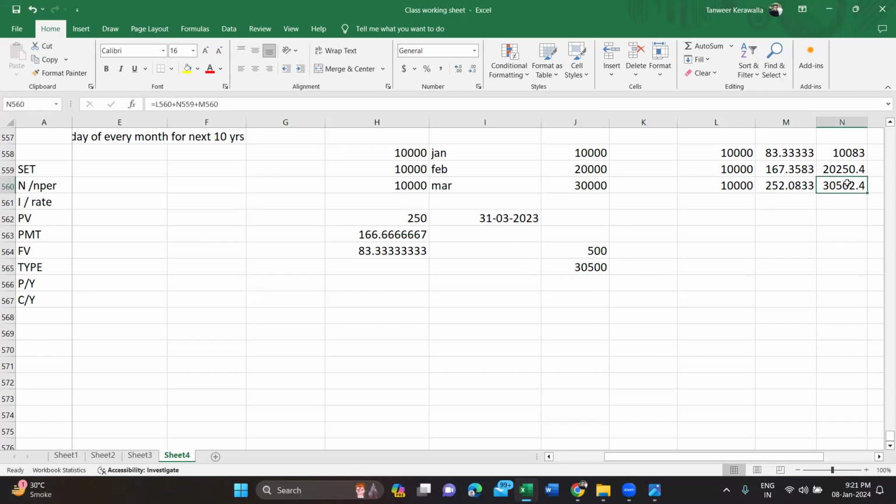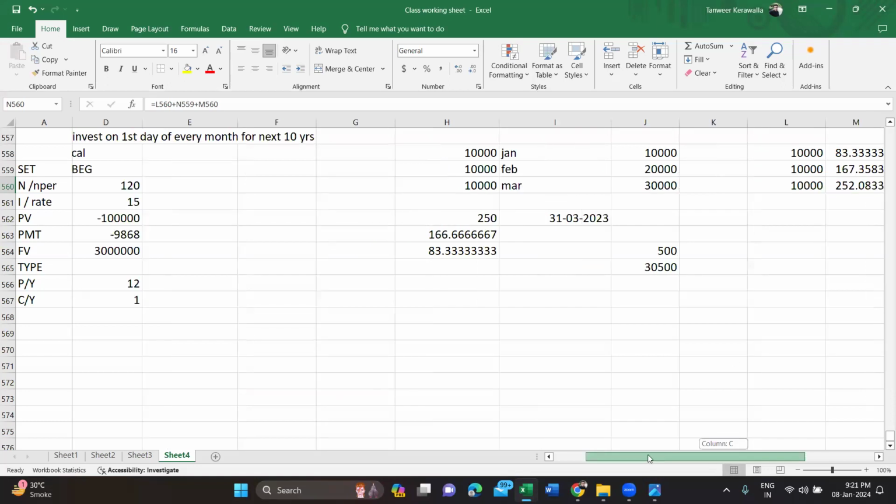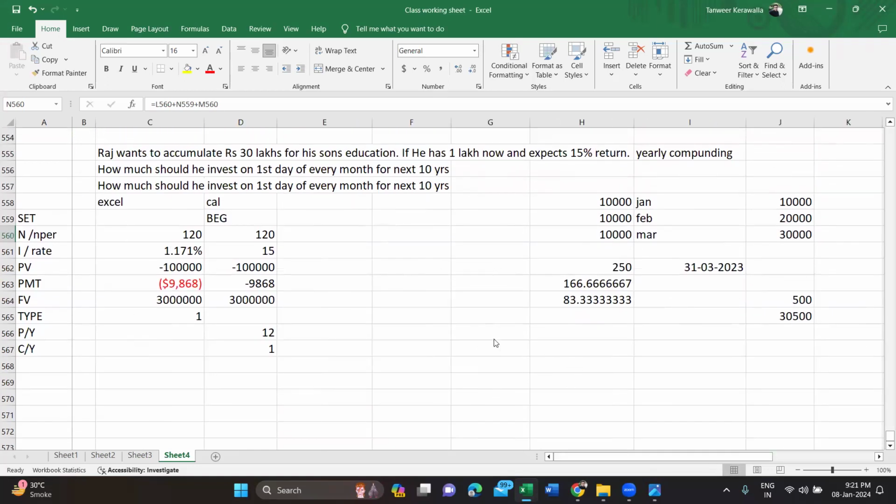So now there is a 2 rupees difference. 2 rupees extra you have earned in monthly compounding. But over a period of time, the amount is small now, 10,000. In lakhs of rupees, that becomes 2,000, 3,000, 5,000, 10,000 very easily. So that's why the difference is there, monthly and yearly.